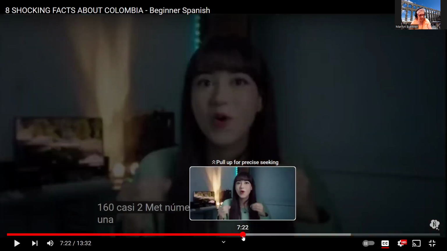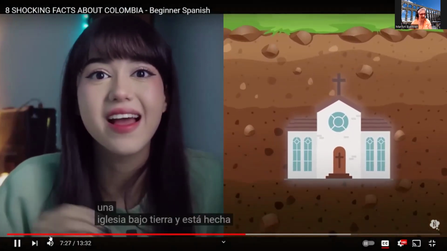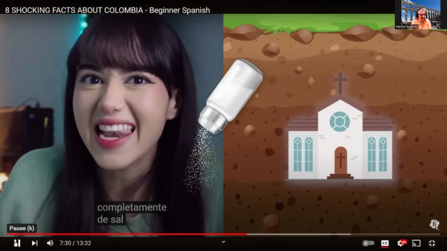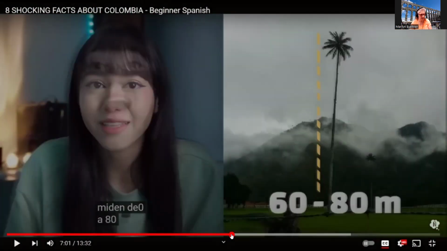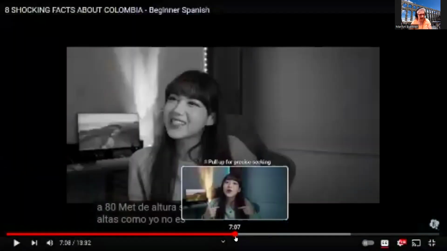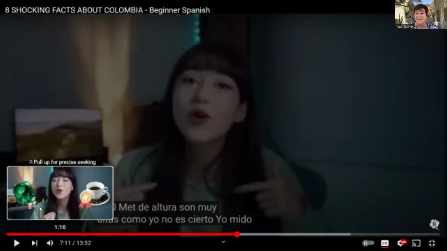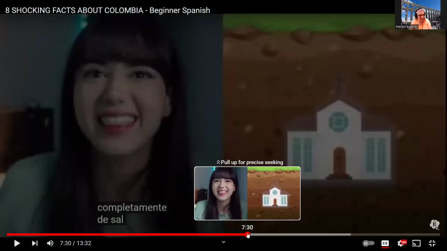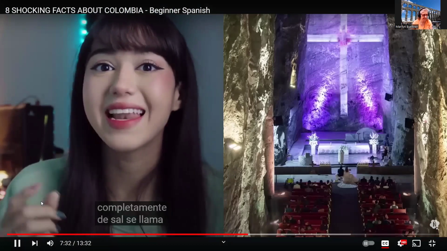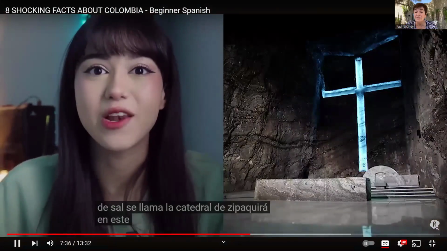I want you to notice one thing she said here. Bajo tierra. Bajo y está tierra hecha completamente de sal. Bien. Notice that she used a preposition of place to talk about la iglesia. One of the funny facts, she had like 8 funny facts about Colombia, right? And I'll get us to the right part here. Se llama la catedral de Sal de Zipaquirá.